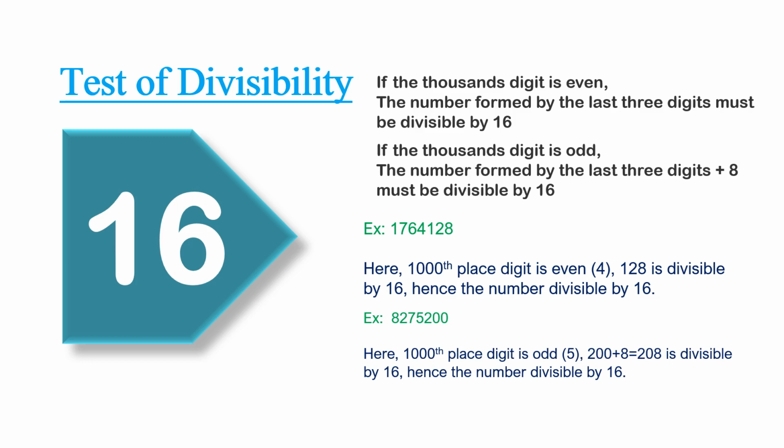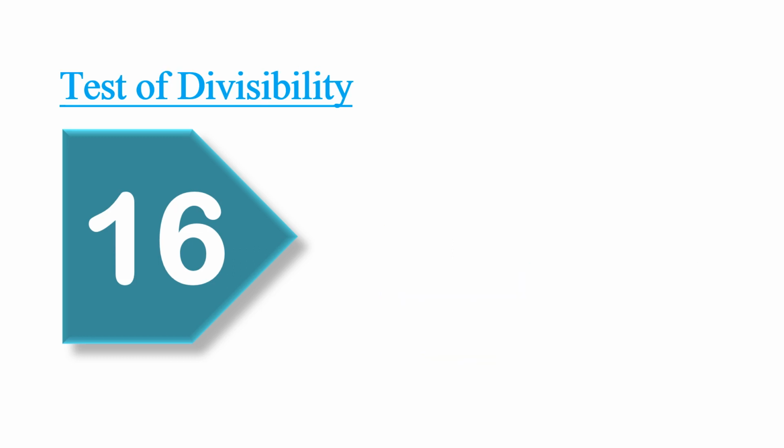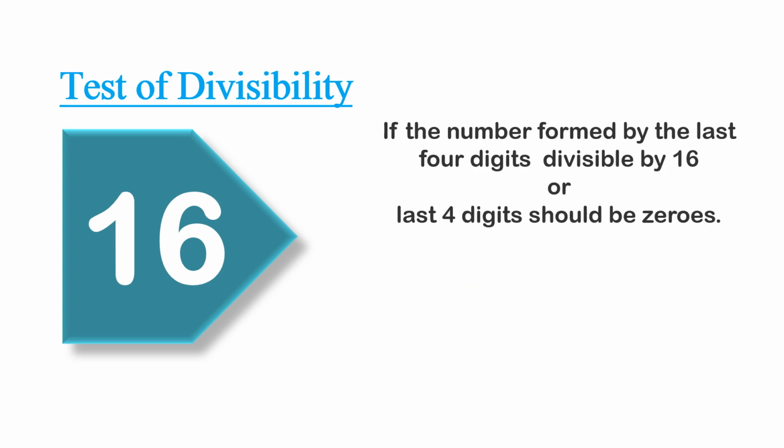8275200. Here the thousandth place digit is 5. So the last 3-digit number, that is 200 plus 8, that is 208, should be divisible by 16. Yes, it is. Hence the number is divisible by 16. We can see one more process for this one. Test of divisibility of 16: if the number formed by the last 4 digits is divisible by 16, or the last 4 digits are zeros. So this also we can apply as a test of divisibility for 16. Examples.